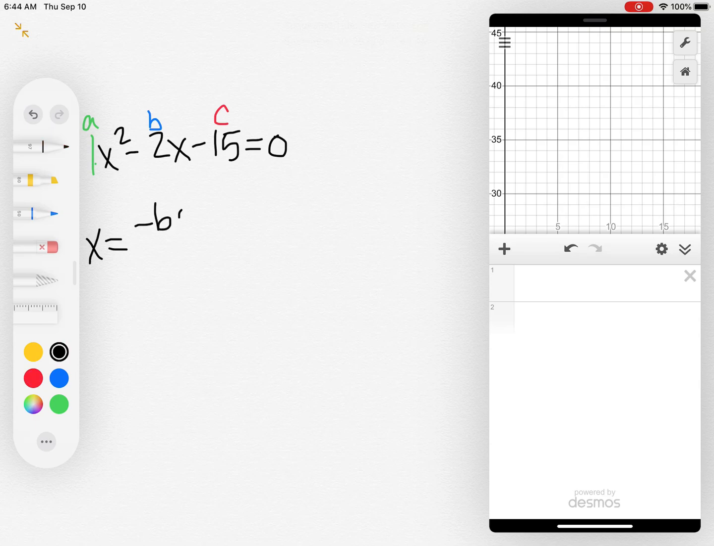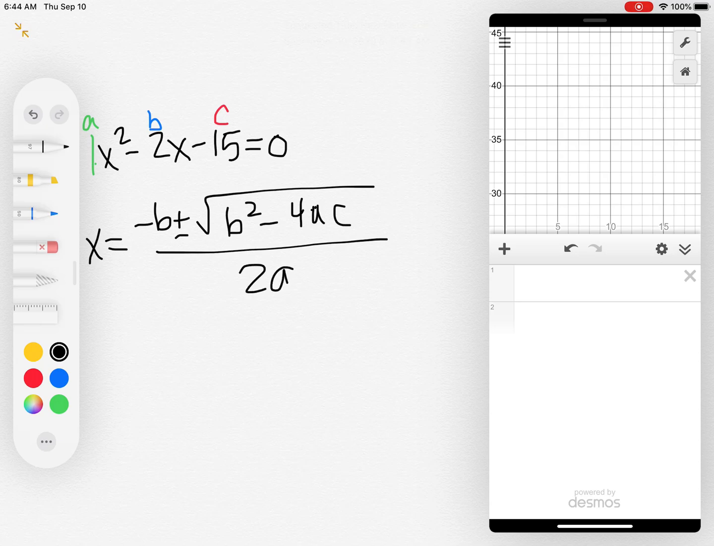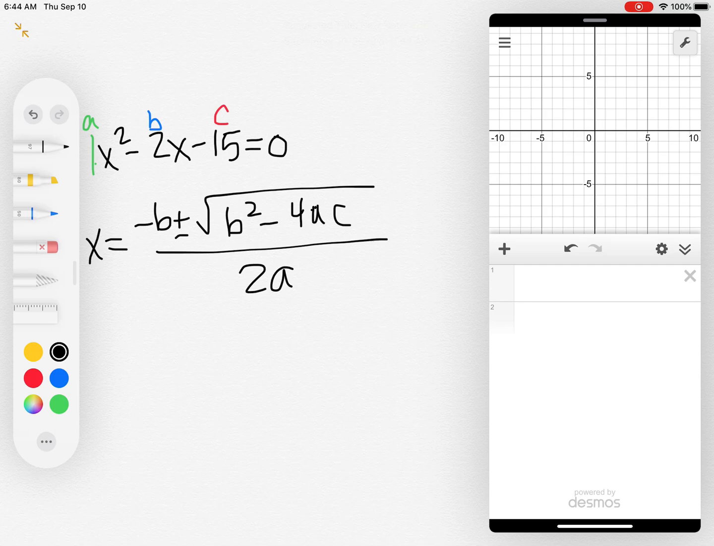I'm going to go ahead and write out our formula just so we can see it. That's an a there. And you can't really do anything in Desmos just yet. Instead, we need to plug in a, b, and c ourselves.